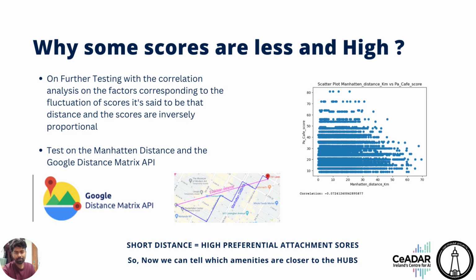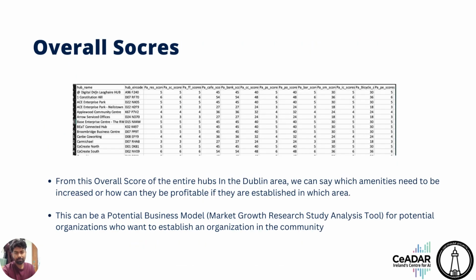From these results, we could say that when the distance is short, there is a high preferential attachment score between hubs and amenities. Based on this, we can tell which amenities are closer to the hubs. From the overall score of the entire hubs in the Dublin area, we can say which amenities need to be increased or how they can be profitable if they are established in a specific area. This can be a potential business model or market growth strategy analysis tool for organizations who want to establish themselves in a specific community.